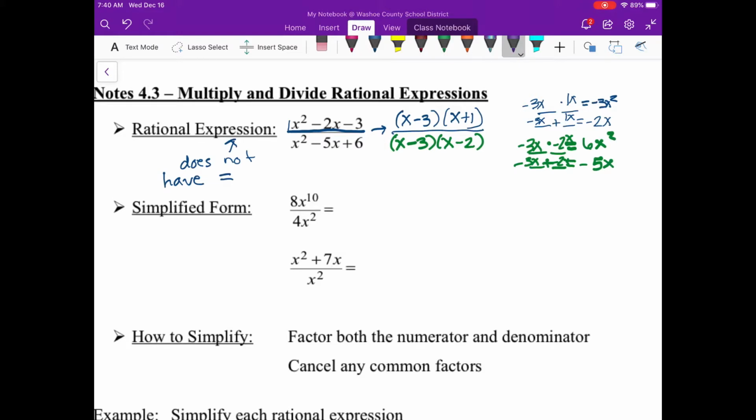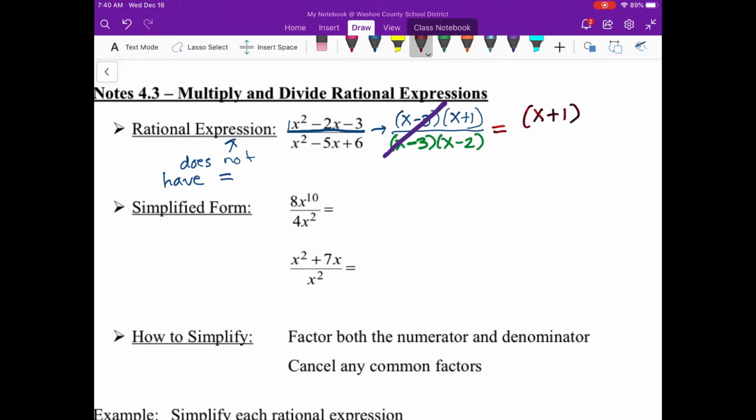Okay, so what's going to happen is when we have a common numerator and denominator, it's going to cancel out. And now this simplifies to just x plus 1 in the numerator, x minus 2 in the denominator. So this would be my simplified rational expression.